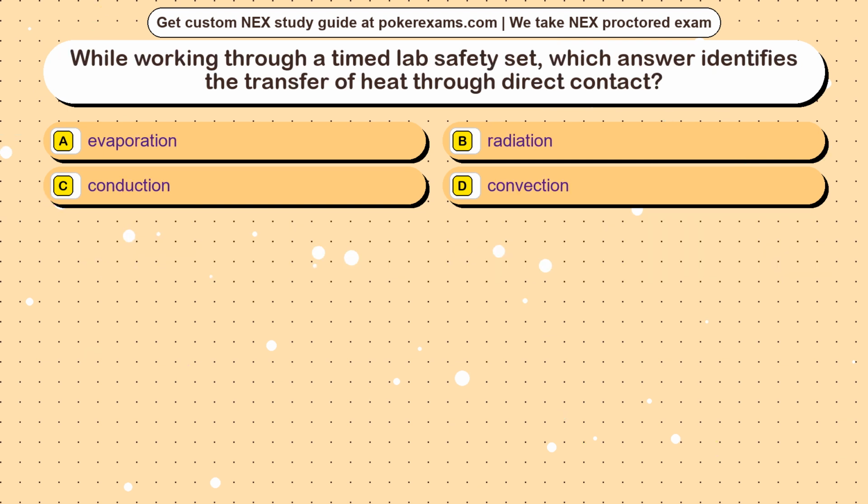Question 8. While working through a timed lab safety set, which answer identifies the transfer of heat through direct contact? Option A, evaporation. Option B, radiation. Option C, conduction. Option D, convection.